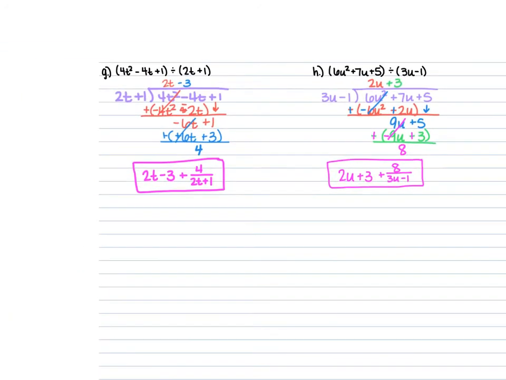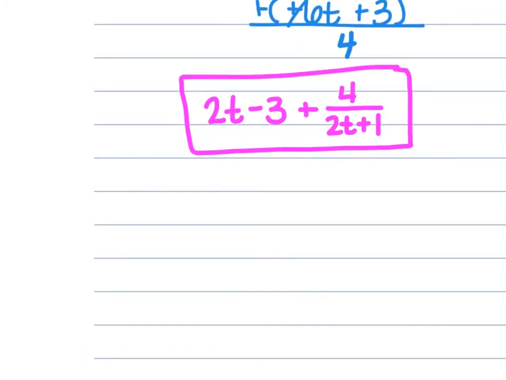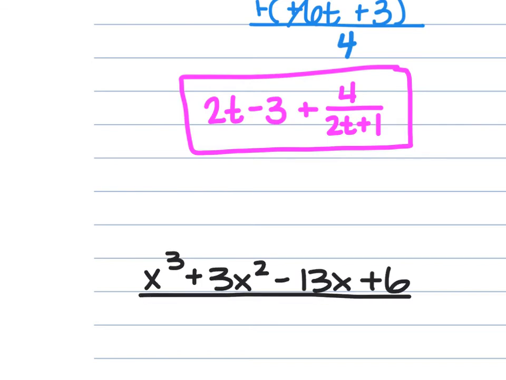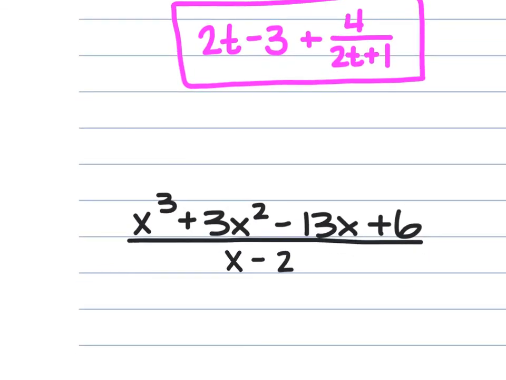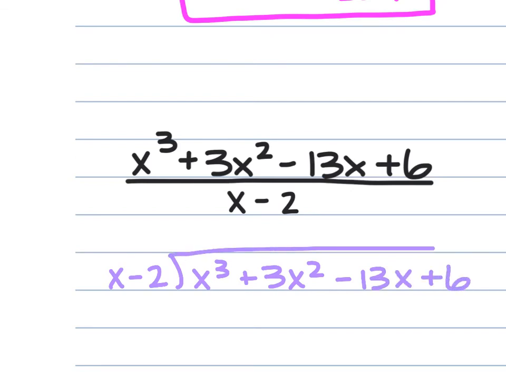So I want to do 2 other examples with you so that you can see what it looks like when you're getting solutions that don't have remainders, and when you have to add in a term because you don't have a power that's identified. So if we look at something like x cubed plus 3x squared minus 13x plus 6 all over x minus 2, this x minus 2 will go on the outside. And then the x cubed plus 3x squared minus 13x plus 6 will go on the inside.